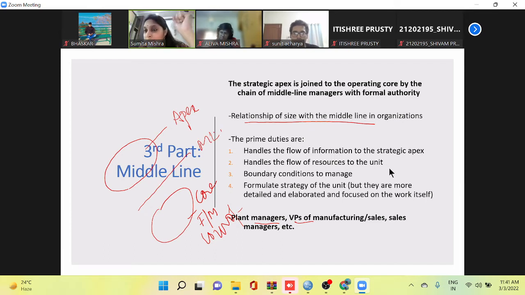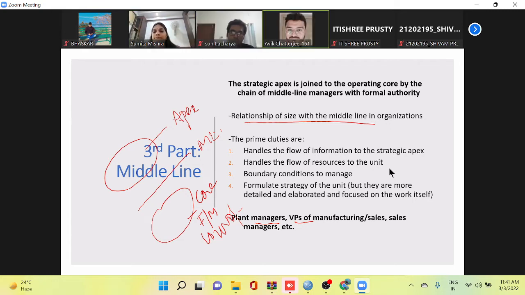Can you take a guess who represents the middle line in the university? Directors, deans, not HODs. All schools in KIT are headed by functional heads who are either directors or deans, and they represent the middle line for us. That means if we want to get connected to the apex, we do it through our director. Now, keep these four functions in mind.